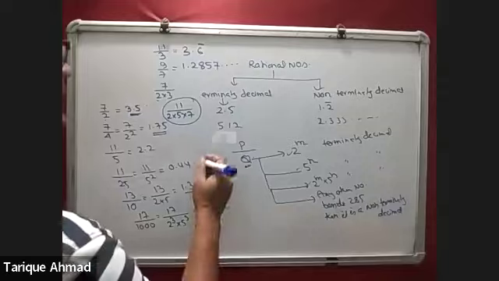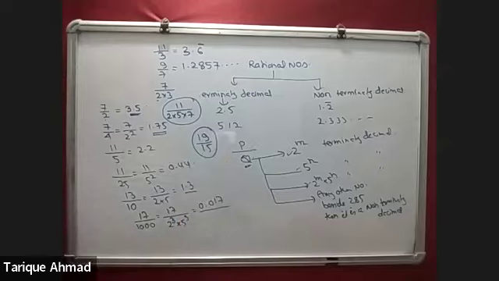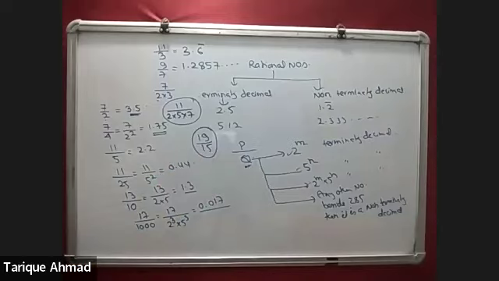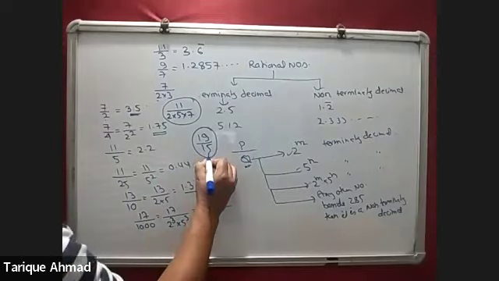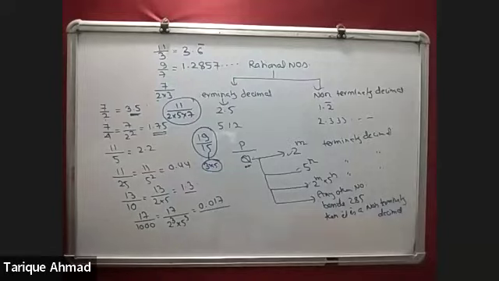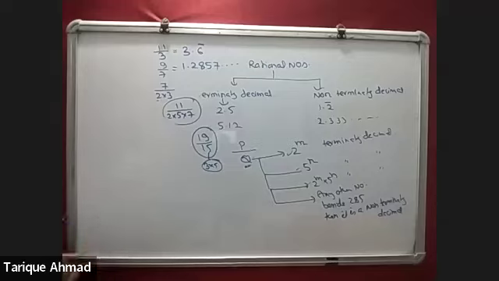Now, tell me, 19 by 15, terminating or non-terminating? Focus at the denominator. 15 can be written as 3 into 5. Right, sorry. So this is non-terminating.